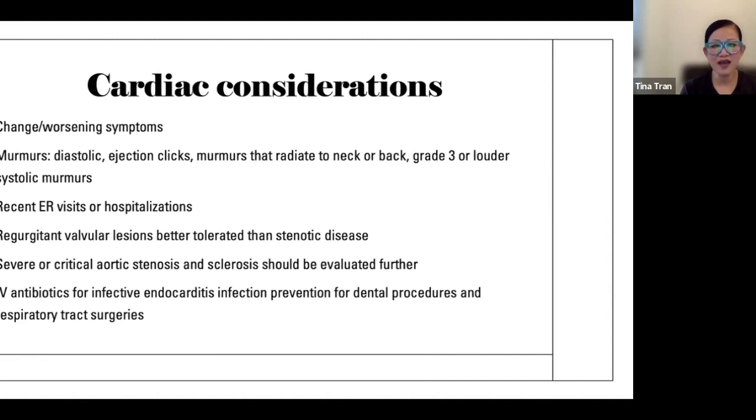In terms of the valvular lesions, the regurgitant valvular lesions are usually better tolerated than stenotic diseases. If there's anything that's severe in terms of the aortic stenosis, then that should be evaluated further. And for any patients who have any issues with infectious endocarditis, they should have IV or PO antibiotics prior.